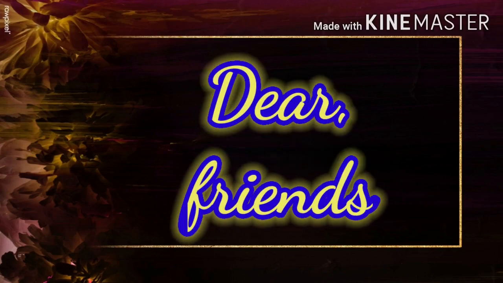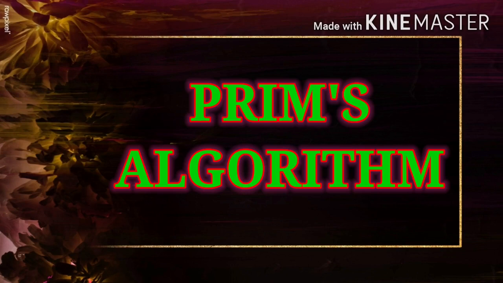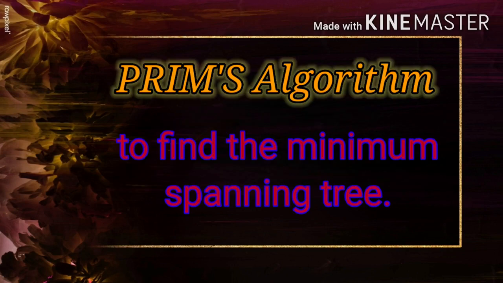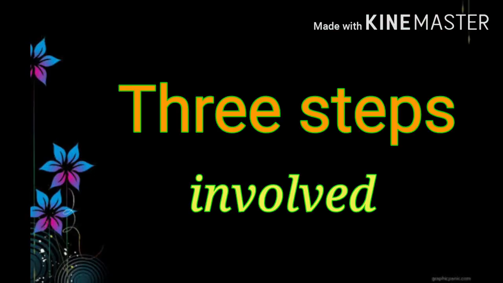Dear friends, in this video lecture, we are going to learn Prim's algorithm. Prim's algorithm is used to find the minimum spanning tree in a connected weighted graph. Mainly three steps are involved in Prim's algorithm.